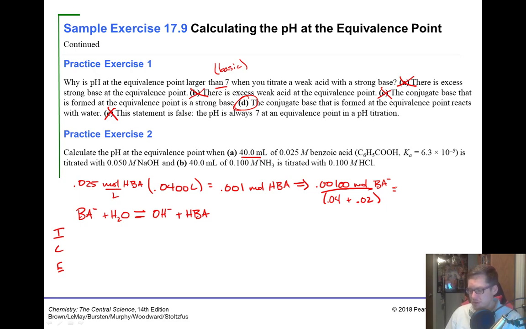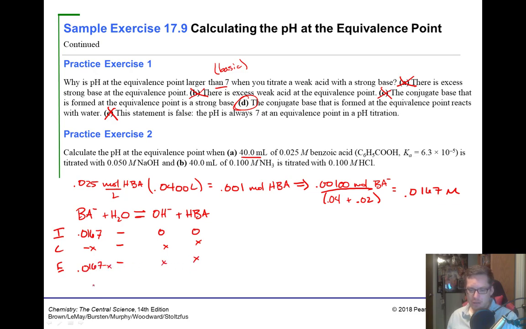And so our new concentration of our benzoate is 0.0167 molar. So now we're going to take this, that's our initial concentration of our benzoate, 0.0167. Water doesn't matter because it doesn't participate in our equilibrium. Hydroxide ion concentration and benzoic acid are both equal to 0. We're going to lose some amount of this, and gain some amount of this, and gain some amount of this. This becomes 0.0167 minus x, and then x.